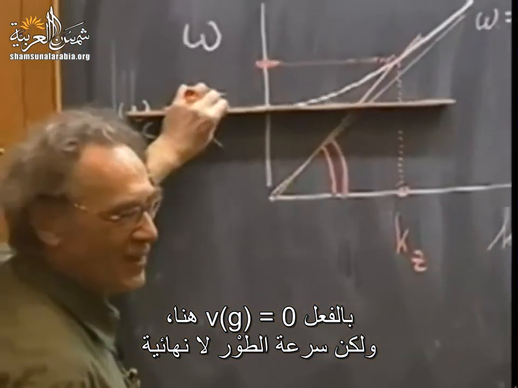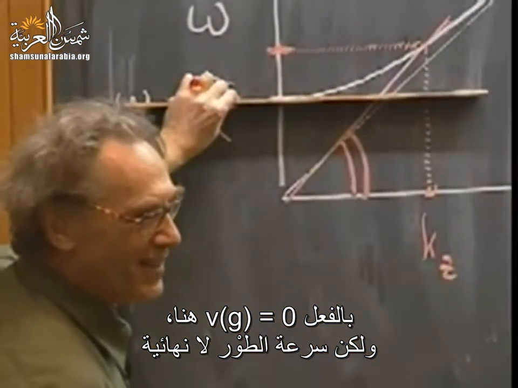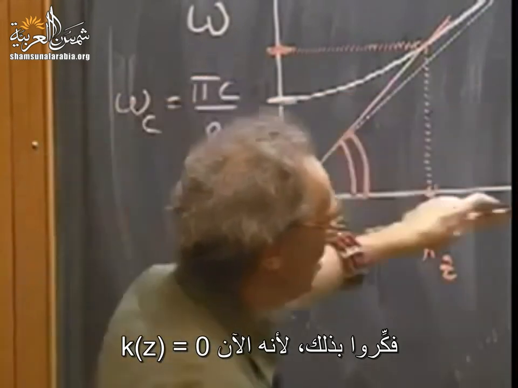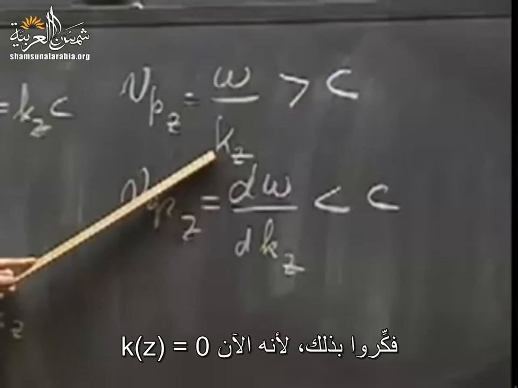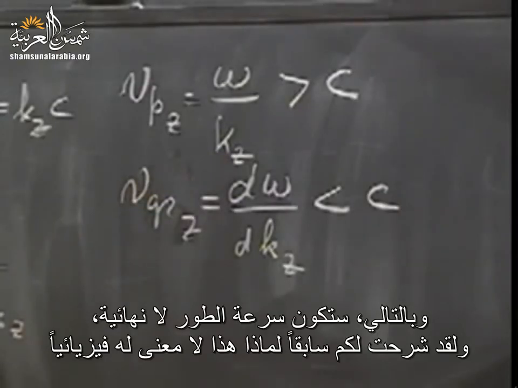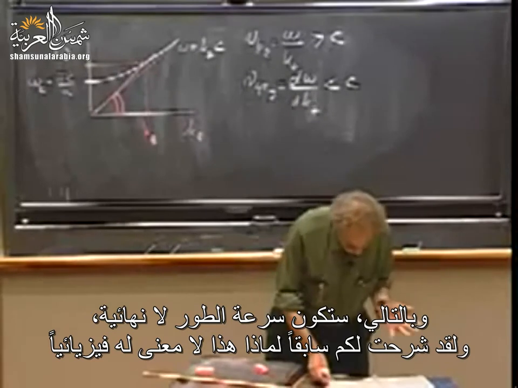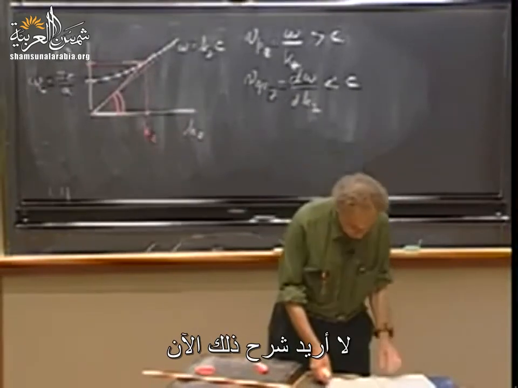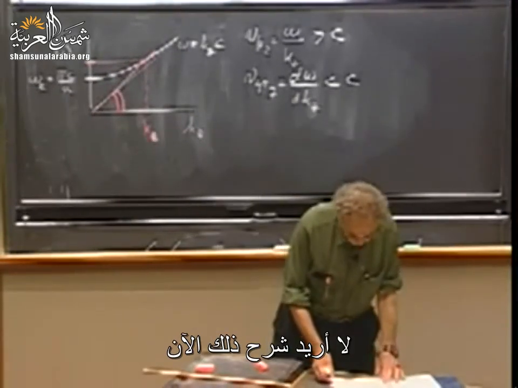But the phase velocity is infinitely high. Think about it, because kz now becomes 0, and so you get an infinitely high phase velocity. And I spent quite some time during my lectures to explain to you why that has no physical meaning. I don't want to go over that now.